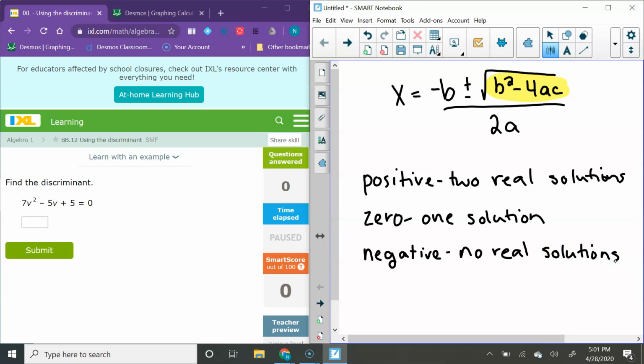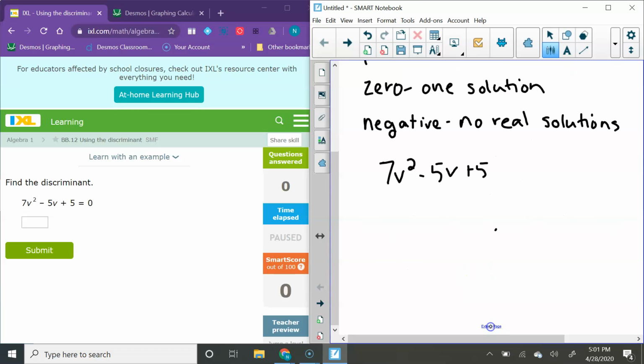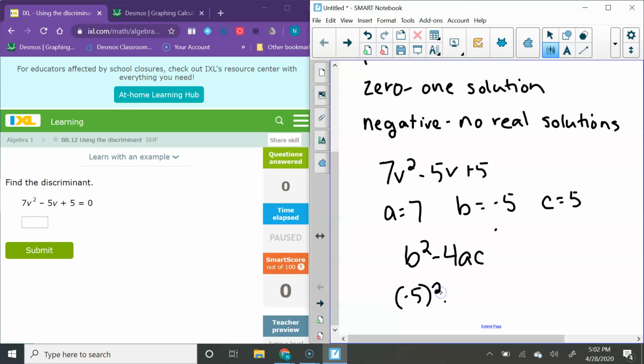So let's try this first problem. The first ones you're going to get on IXL just ask you for the discriminant. So you just have to do b squared minus 4ac. So you got 7v squared minus 5v plus 5. For this, your a is 7, your b is negative 5, and your c is positive 5. So b squared minus 4ac is going to be negative 5 squared minus 4 times 7 times 5.